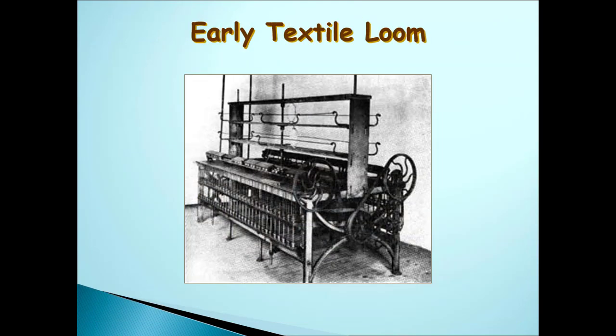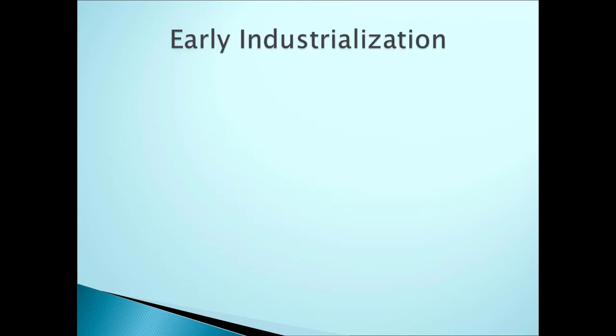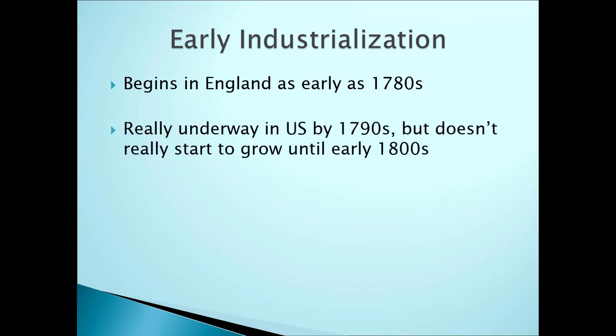This is an early textile loom, which, of course, we had stolen the plans for from England. Excuse me, I believe it's called industrial espionage. Early industrialization begins in England back in the 1780s, and just a short 10 years later, it gets underway here, but it really didn't start growing gangbusters until the 1800s.